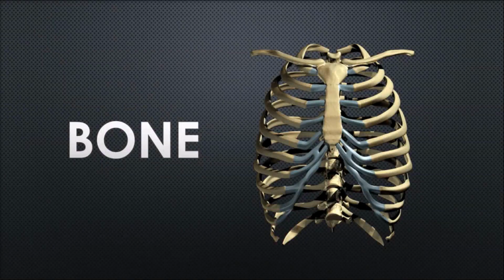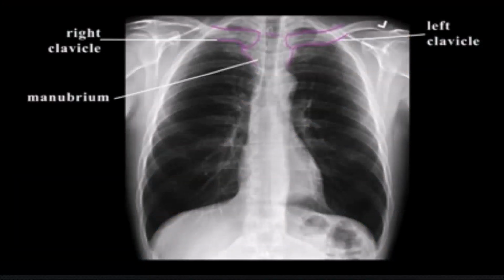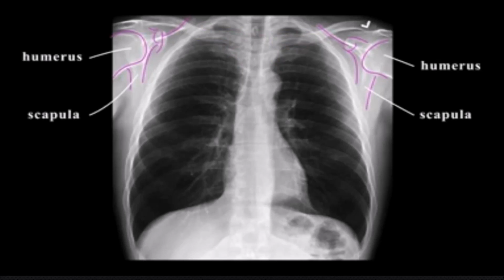Let's go over the bones next. I usually start with the clavicle, which is equidistant from the trachea and is important in determining the rotation of the X-ray you are looking at. And you can see the manubrium between the clavicles. Near to it you can see the scapula and humerus on the right and left side.